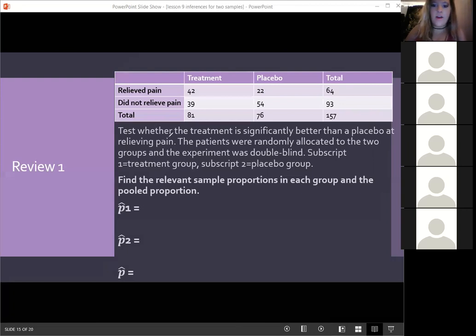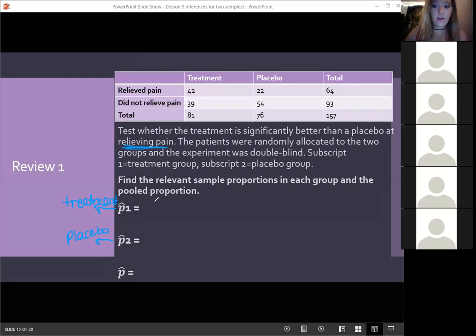So remember, our first subscript is going to be our treatment group, and then our placebo is going to be 2. We're doing the proportion. Because remember, it's asking to test whether the treatment is significantly better than the placebo at relieving pain. So that's how we know what we're trying to test there.